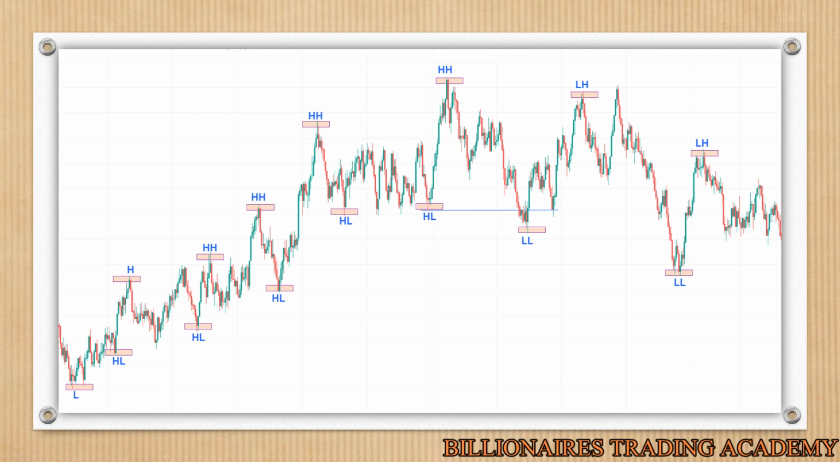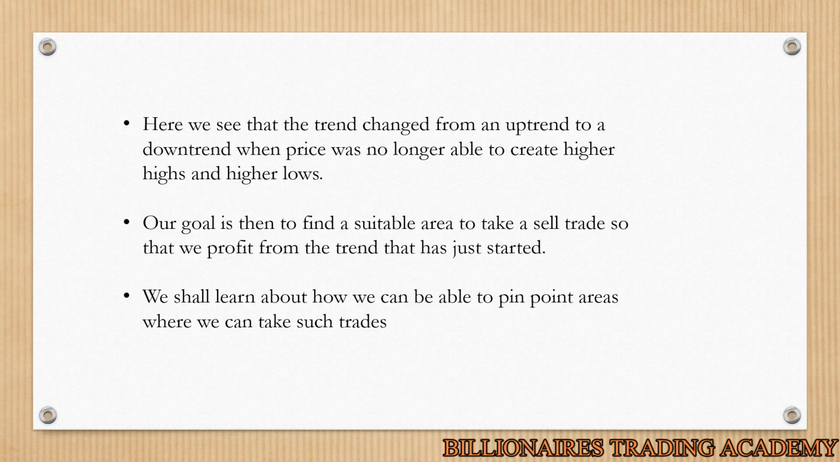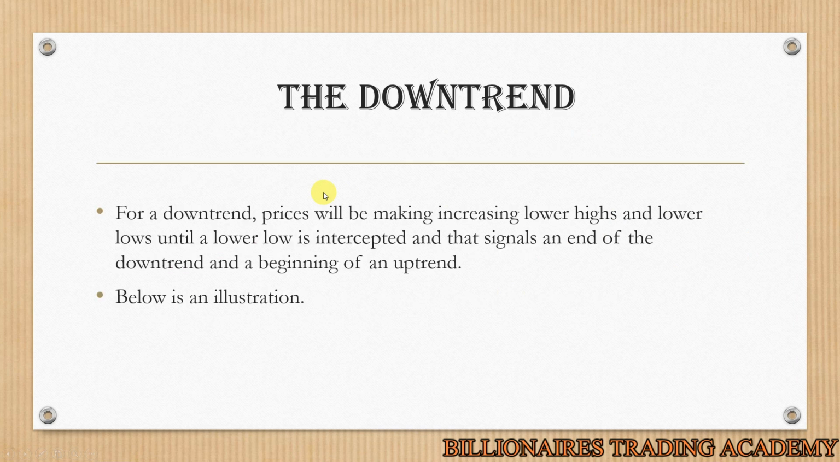Let's go deeper, right? So this is just an explanation. Now let's understand the downtrend. What is a downtrend? A downtrend is when price is going down, right? A bearish market. That's what we call a downtrend. So how then do we know that this is a downtrend?